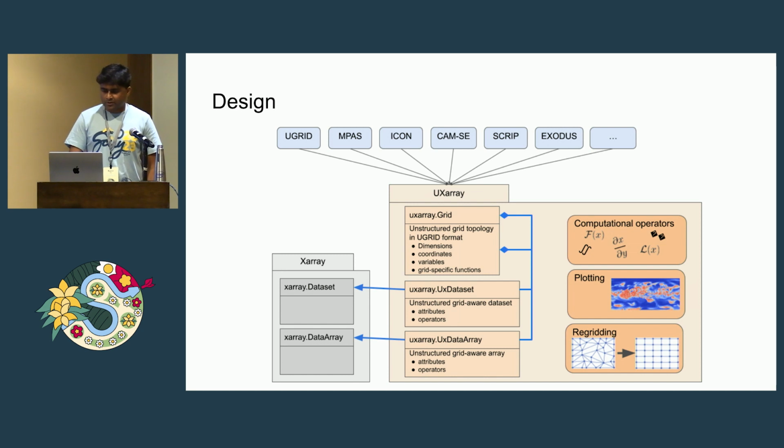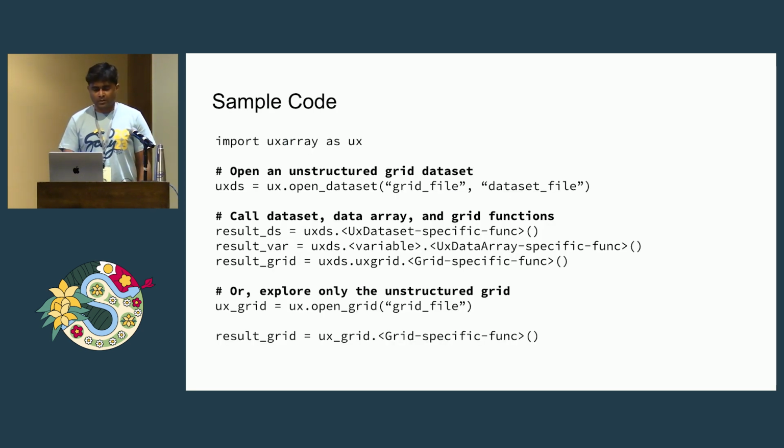As far as the computational operators, we have integration, area calculation, and some other operations for geometry and intersection that are under the works and should be available soon. Some plotting is available and regridding is available. Looking at sample code, it's just like xarray: you import UXarray, open the data set, then you can call specific functions to calculate area or to integrate. The caveat here is that you could load in different data variables. Let's say you have a mesh and you have temperature, pressure, or different variables in different files. You can load them all together.